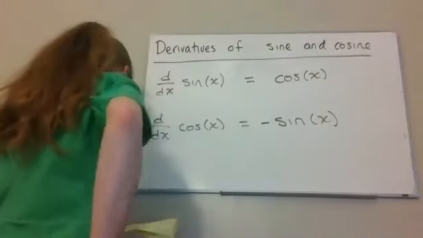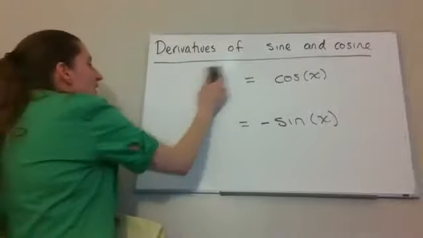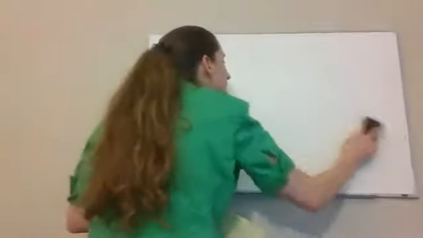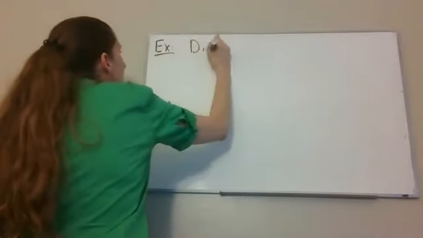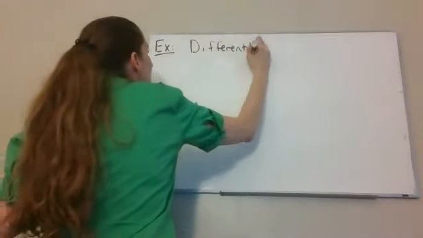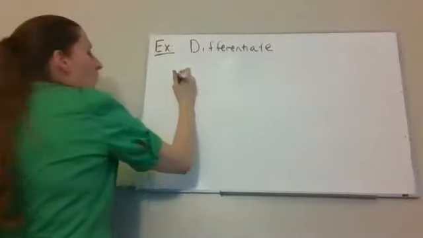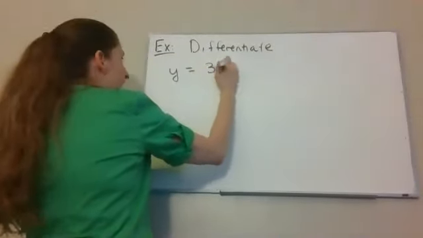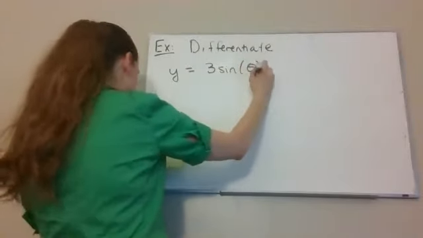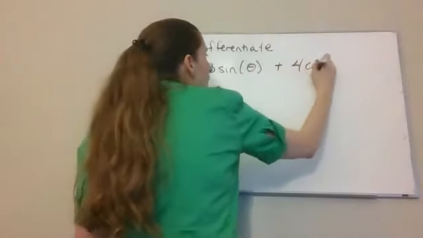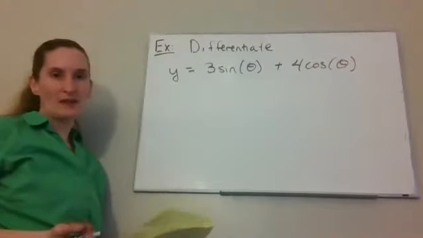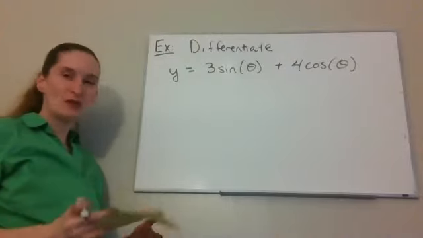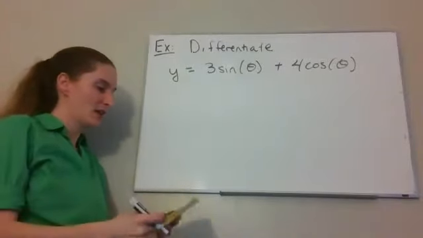Let's do an example where we have some trig in our problem. Let's differentiate y equals 3 sine of theta plus 4 cosine of theta. So don't be concerned about the thetas. We're just using theta instead of x. We still do the derivatives the exact same way.